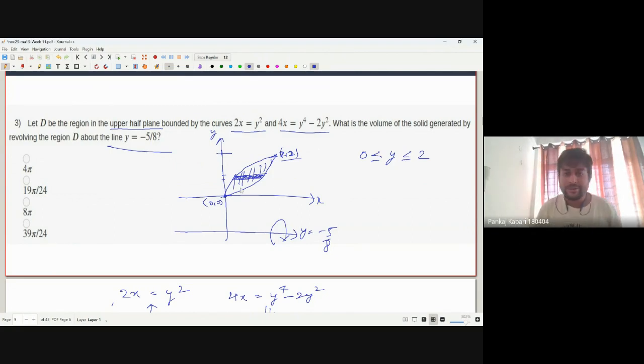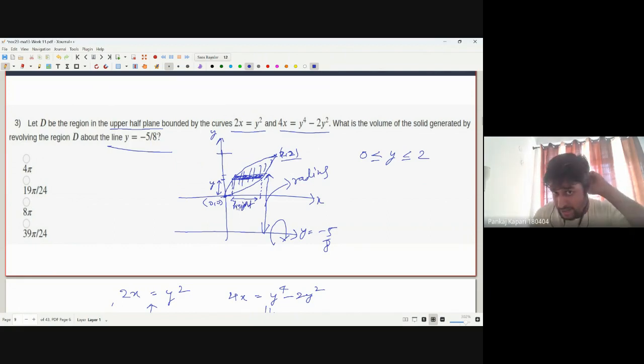So what will be the radius? Let's say we are at a distance y. So what will be the radius of the cell? The radius of the cell is the distance from the axis of revolution. Okay, so this length is our radius, and what is the height of the cell? The height of the cell is this line, this distance.